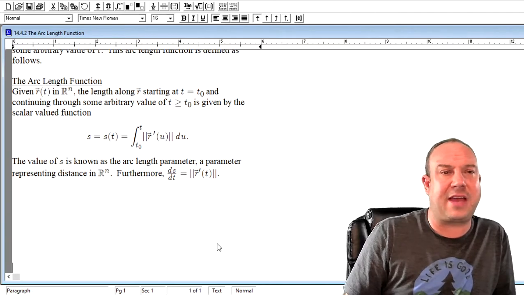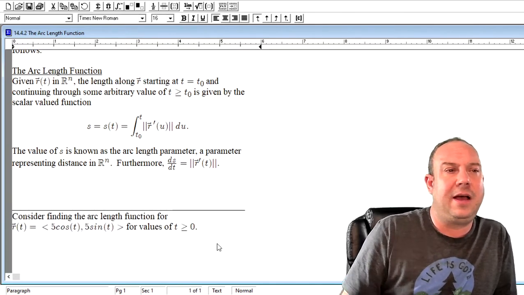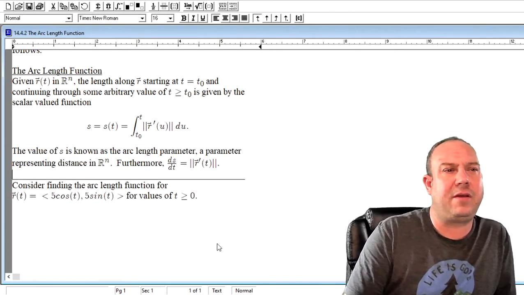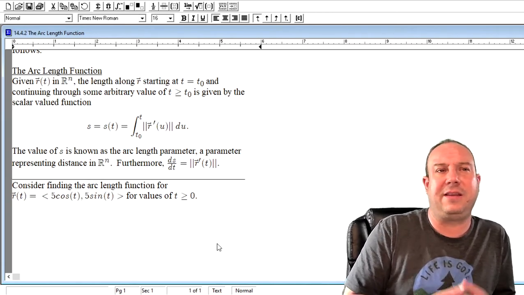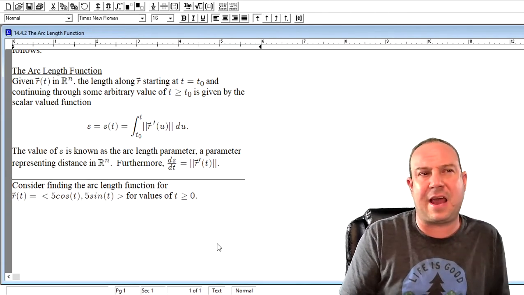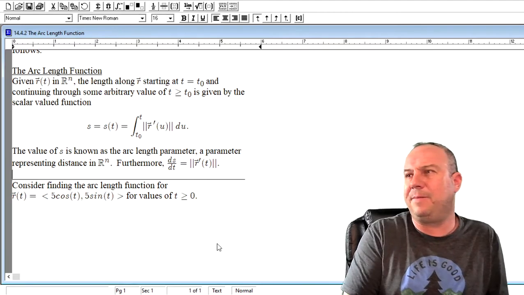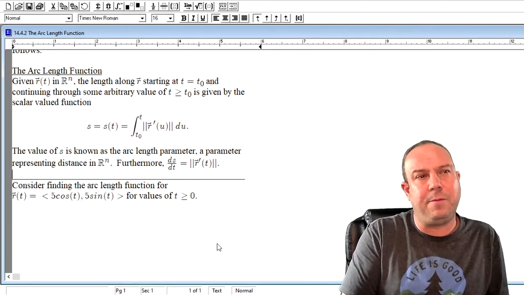And then I do make that connection to speed here. Oh, I thought I did. Maybe I don't. Let's just go ahead, I laid that out for us verbally. Let's look at our example here, though.